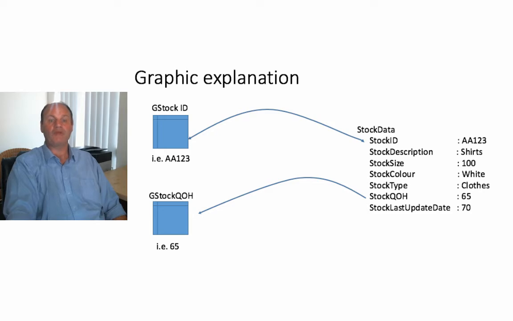So, pictorially, it looks like this. The program will search through all of the items in the stock data record until it reaches the end of the file. When a match is found with the value already in the GStockID with the record that is currently being searched, then the value in the field stock QOH is put into the variable GStockQOH. We are going to need to write the pseudocode that will do this.